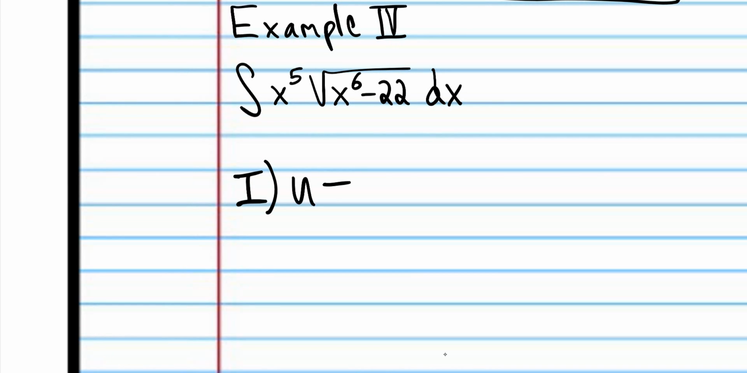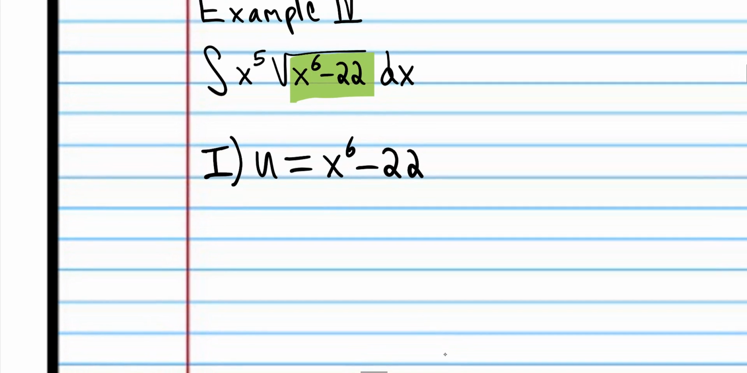is to set our new variable u equal to something in this expression. And most of the time it's going to be an inside function. So see how this green function is inside the square root? So we choose u to be x to the 6th minus 22.